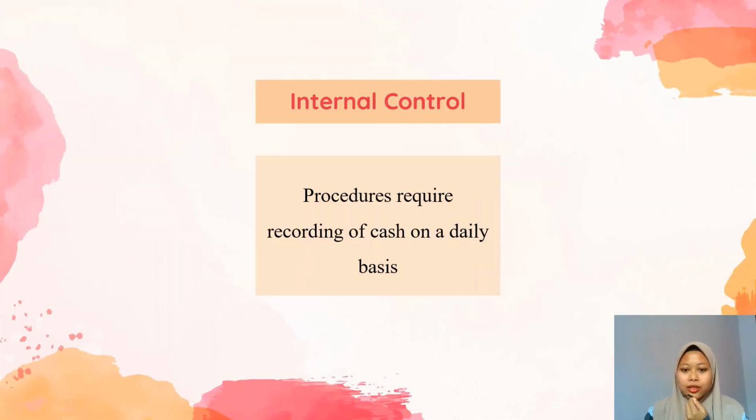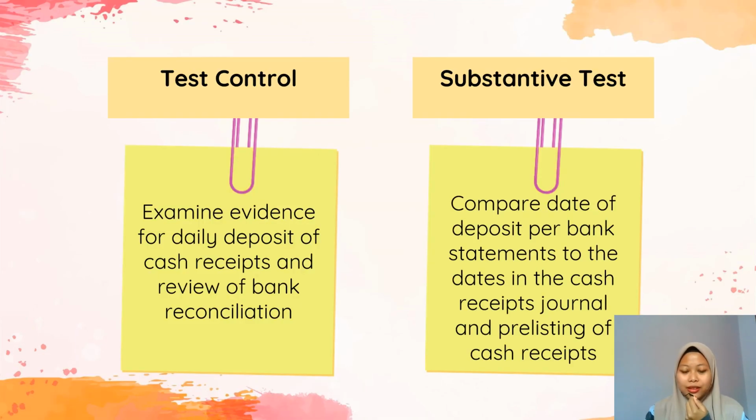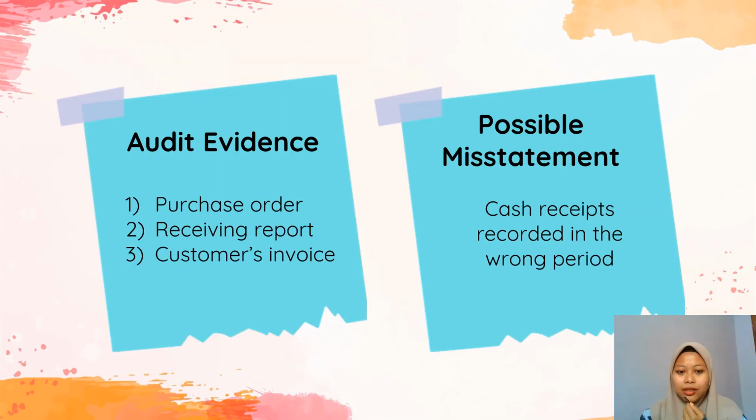Internal control procedures require recording of cash on a daily basis. Audit procedure for test of control is examine evidence for daily deposit of cash receipts and review of bank reconciliation. For substantive test, compare date of deposit per bank statement to the dates in the cash receipt journal and pre-listing of cash receipts. The audit evidence is purchase order, receiving report and customer's invoice. Possible misstatement is cash receipts recorded in the wrong period.